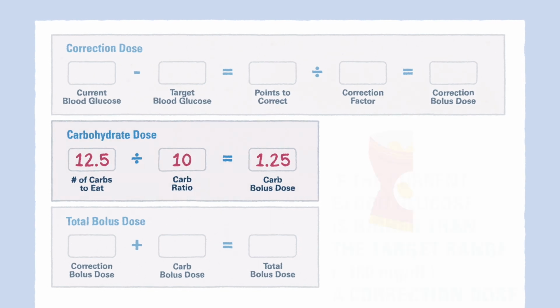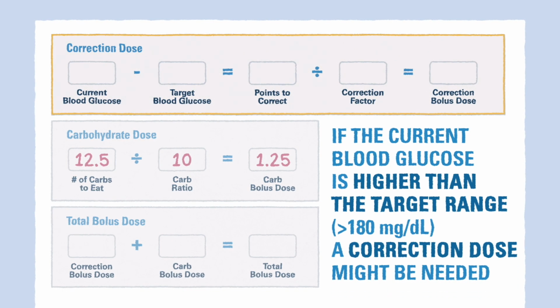If the child's current blood glucose is higher than the target range, you may need to give a correction dose as well. To do this, subtract the child's correction target from their current blood glucose to get the amount you need to lower the blood glucose by. Then divide this number by the correction factor to get the number of units of insulin that should be delivered.